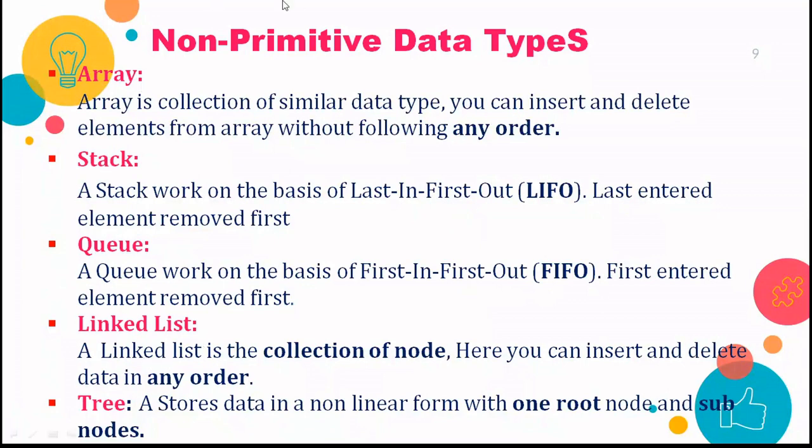Then we have linked list. Linked list is basically a collection of nodes. Here also you can insert and delete data in any order. Now see, in stack and queue we cannot delete or insert elements in any given order, because we have a fixed order based on the principle of LIFO and FIFO. But in array, we can have any order. Similarly, in linked list also, it is a collection of nodes where each node has two parts.